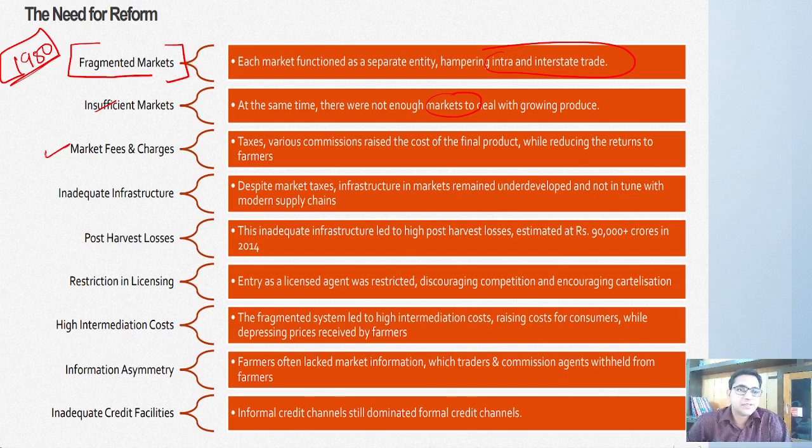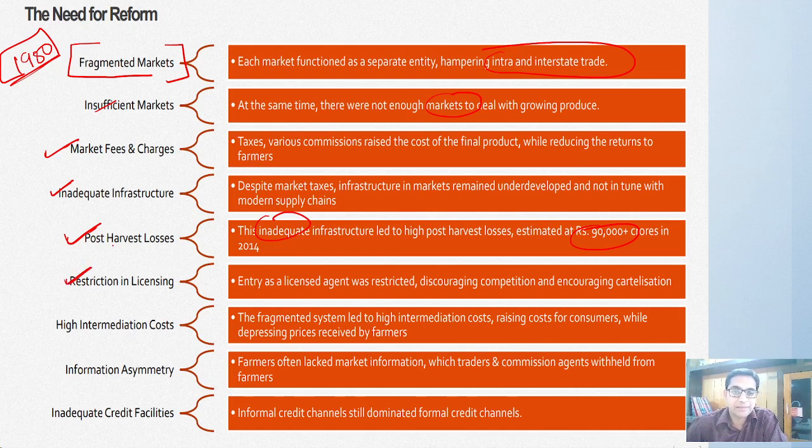Then market fees are also very, very high, and at some places, wherever the farmer goes, they have to keep on paying the fees at every entrance of the market. Then inadequate infrastructure: proper supply chain, proper marketing, road infrastructure is not provided, proper weighing machines and everything is not being provided over there. Post-harvest losses: proper cold storage facility, proper storage facility is not being provided. Because of this inadequate infrastructure, we are losing around 90,000 crore rupees in 2014 plus.